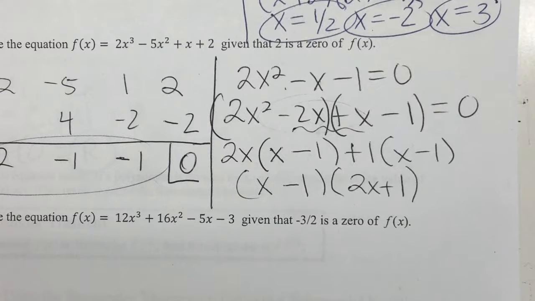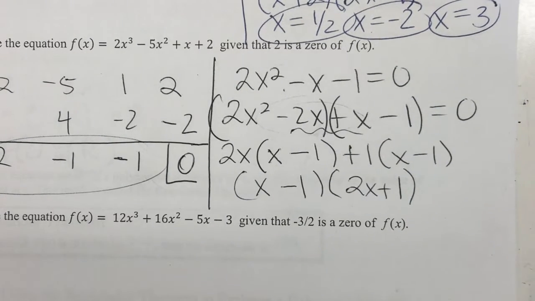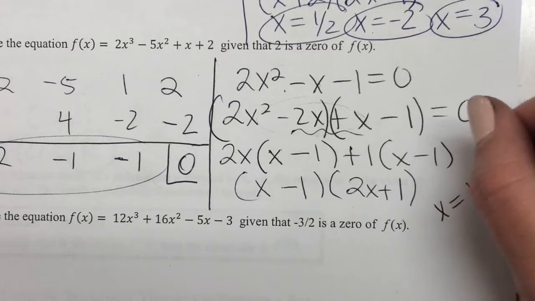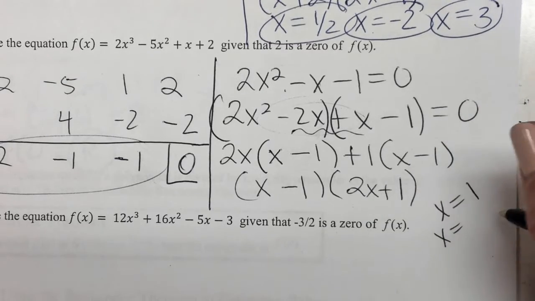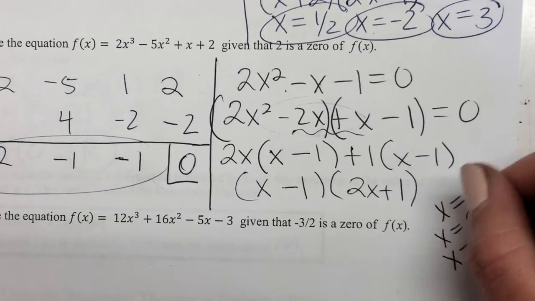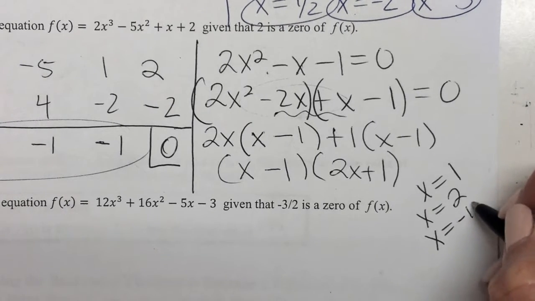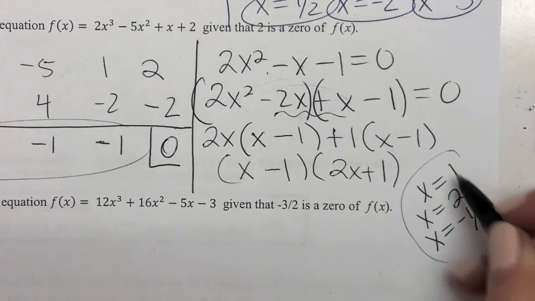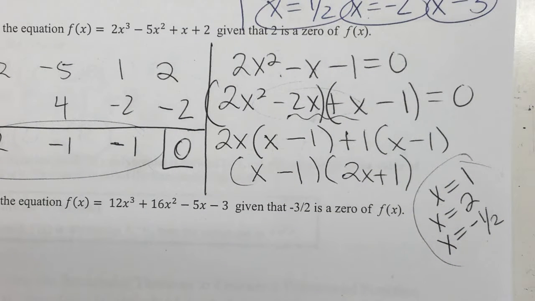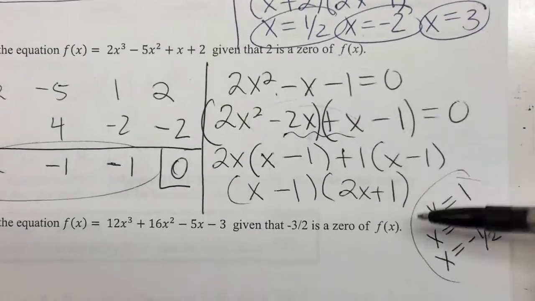Did everybody get this? Any questions about that? Alright, what's going to be one of my zeros? 1. What else? 2. And the last one? Negative 1/2. Good. Everybody good with that one? Which part? Oh, I see what it is. Okay. The 2 is what they gave us in the original.